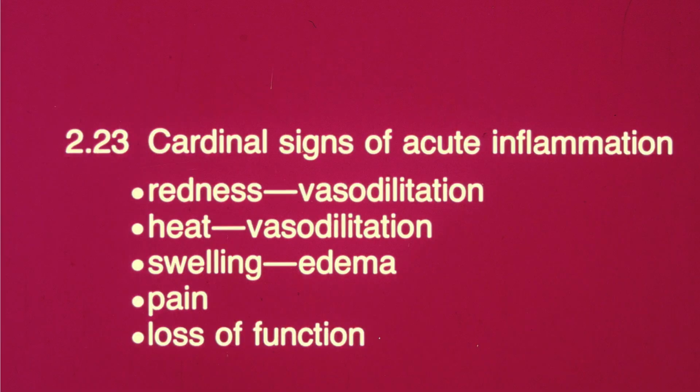The cardinal signs of acute inflammation have been known for many centuries, and the first 4 of these were stated by Celsius, a Roman nobleman. He said that an acute inflammatory reaction was red, hot, swollen, and painful. The redness results from the hyperemia due to vasodilatation. The heat is also due to the hyperemia in vasodilatation.